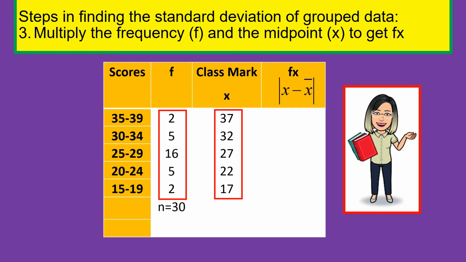Now step 3. Multiply the frequency f and the midpoint x to get fx. So we will multiply 2 times 37. What is 2 times 37? That is 74. 5 times 32. What is 5 times 32? The answer is 116. Next, we have 16 times 27. We have 132. We have 5 times 22. The answer is 110. And we have 2 times 17. The answer is 34.